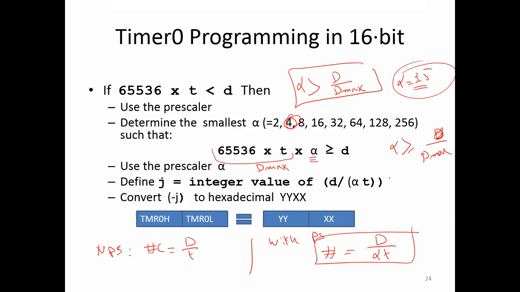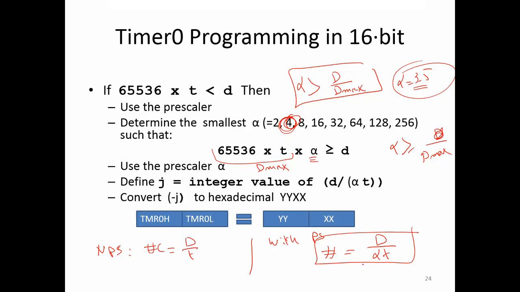Why would we divide by T in the no prescaler case? Here we have to divide by alpha T because we are using the prescaler. The prescaler will divide the frequency by 4. In this example, that means the delay will be multiplied by 4.